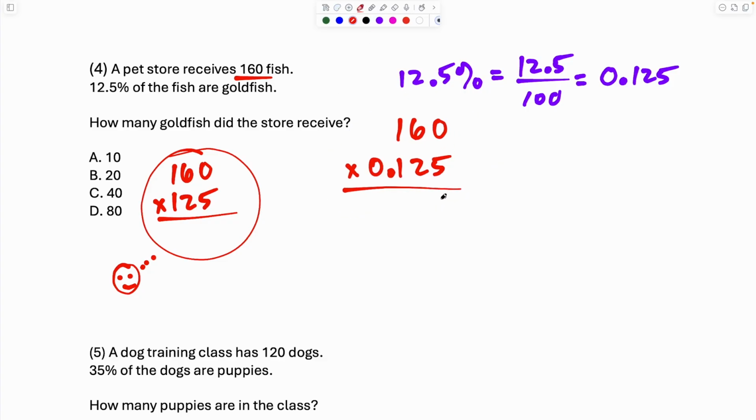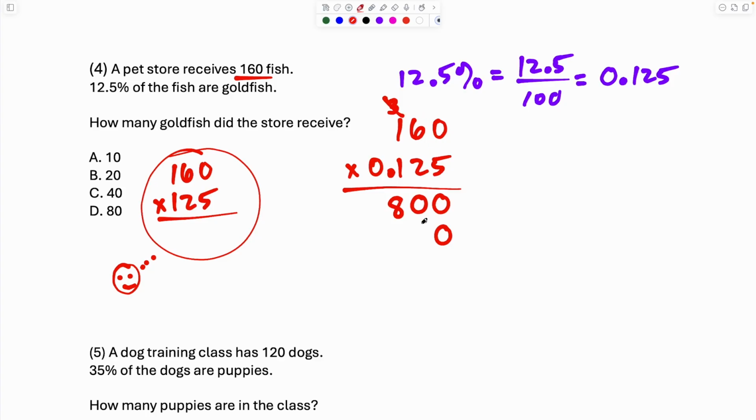We have 5 times 0 is 0. 5 times 6 is 30. So we have a 0, carry the 3. And then we have 5 times 1 is 5 plus 3 is 8. Now we put our placeholder and we move to the next value here. And I'll just cross this off so we don't confuse it for the next part.